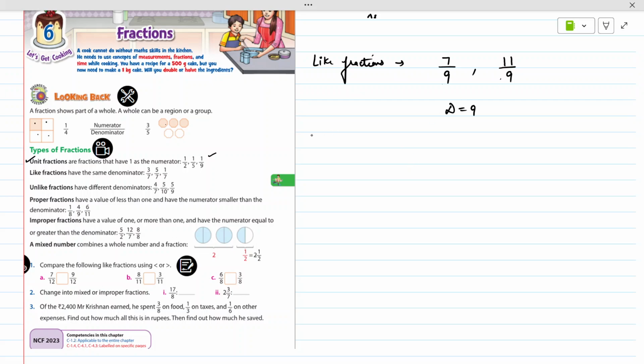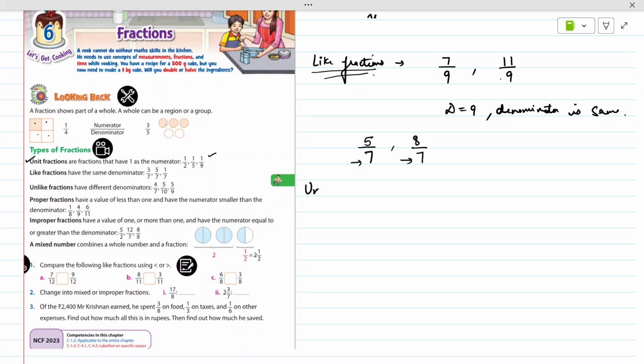Similarly, let's take another example. I'm taking 5 by 7 and 8 by 7. Here also the denominator is the same. So since the denominator is the same, these fractions are like fractions. So like fractions are those where the denominator is the same.